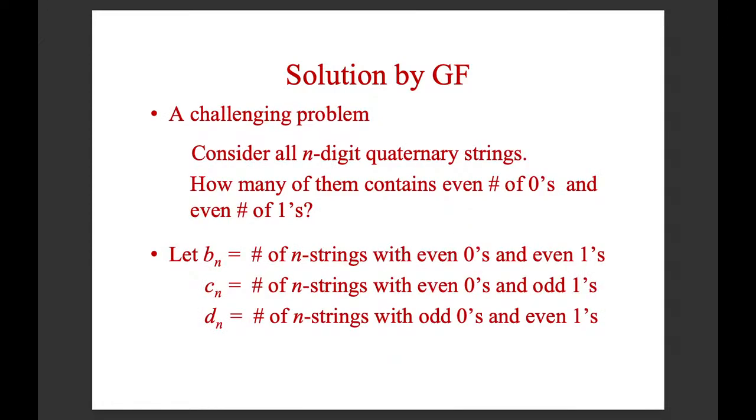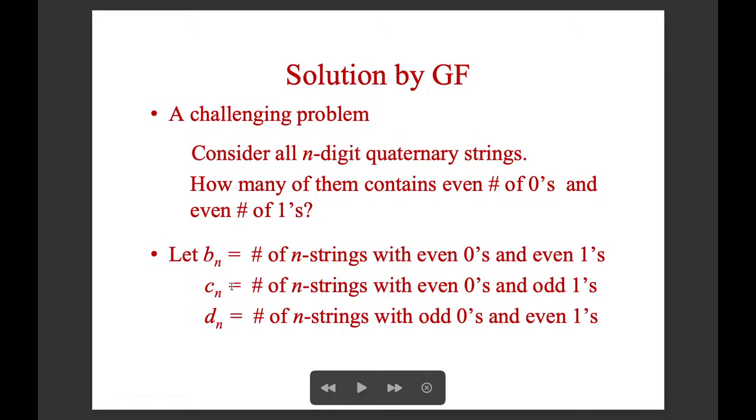Okay. Now this time we have a more challenging problem. We consider all the n-digit quaternary strings, and we want to find out how many of them contain at the same time an even number of zeros and an even number of ones. Now to solve this, let's say B of n is the quantity that we want. We want to find out how many strings there are with an even number of ones and an even number of zeros.